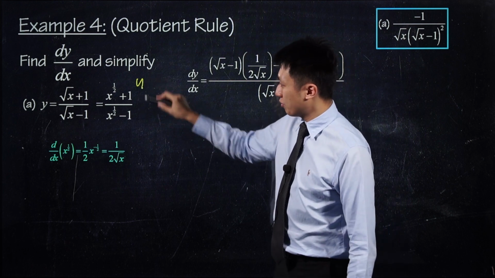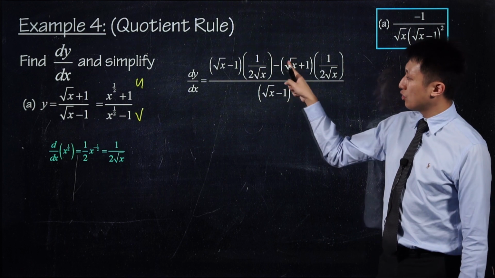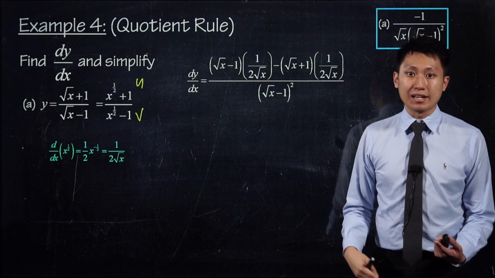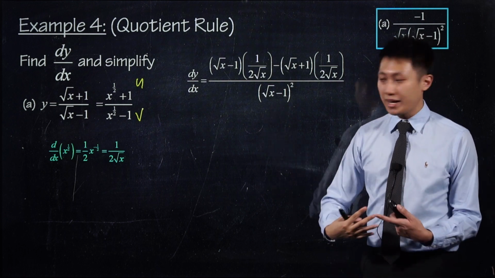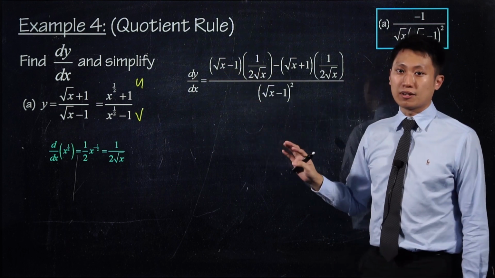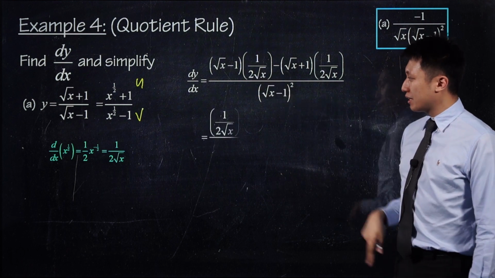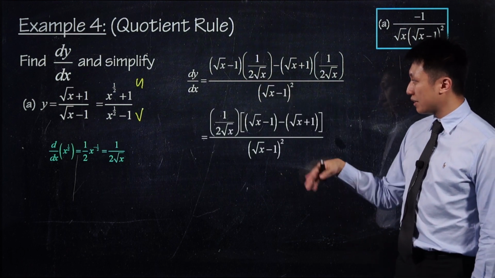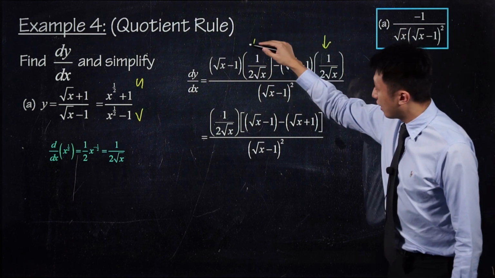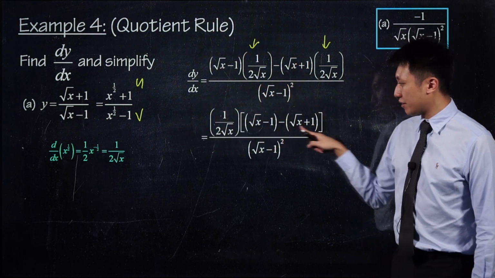I let the top be u, the bottom be v: v u prime minus u v prime, divided by v squared. I want to keep it clean and make it nicer to look at, so instead of writing x to the power 1 over 2, I write square root of x and so on. It's easier for you to cancel. Then you multiply them together. You see, this one and this one are the same, so I bring them out, and inside I just write this.